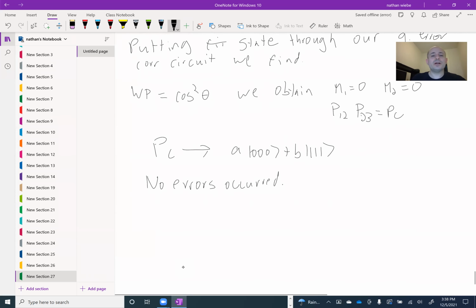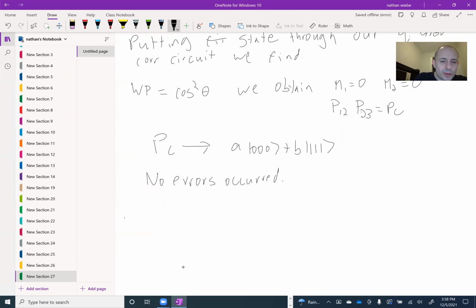Okay, now with probability equal to sine squared theta, we end up with the state A100 plus B011.